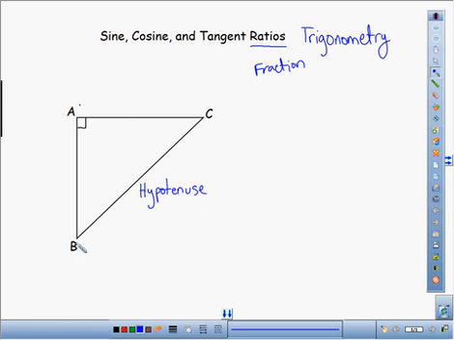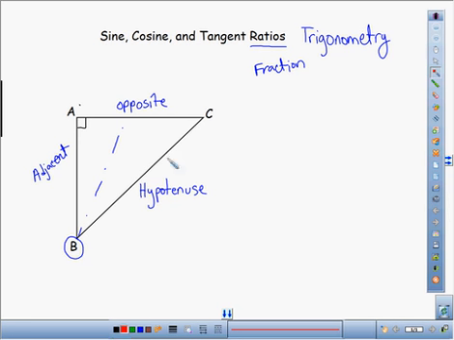So for example, with respect to angle B, if we're looking at angle B, the side opposite of angle B is going to be over here, AC. Okay, it would be opposite of angle B, which would make this side right here, AB, adjacent to angle B. So this would be the adjacent side to angle B, and this would be the opposite side to angle B. Now, the good news is the hypotenuse is always the hypotenuse. It's not going to change.